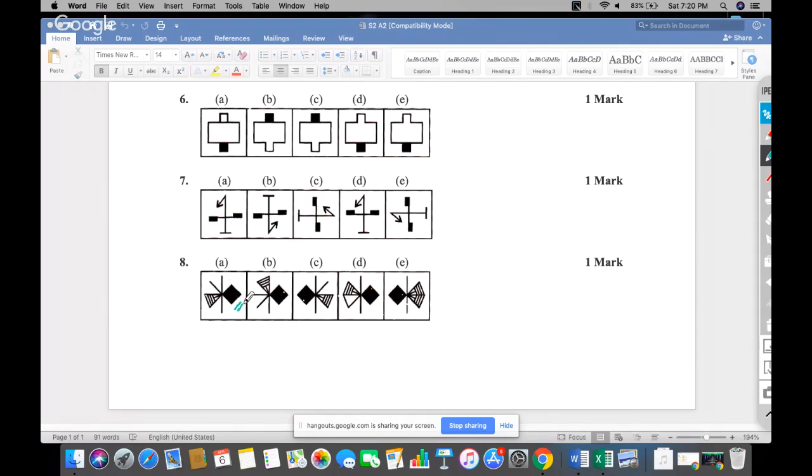You look at this shaded portion and this lined portion. They are not adjacent. There is a line in between. Here also shaded portion and lined portion, there is a line in between. So this cannot be the answer. Again shaded portion and lined portion, there is a line in between. Only in this figure, shaded portion and the lined portion are adjacent to each other. Hence the eighth answer is option B.